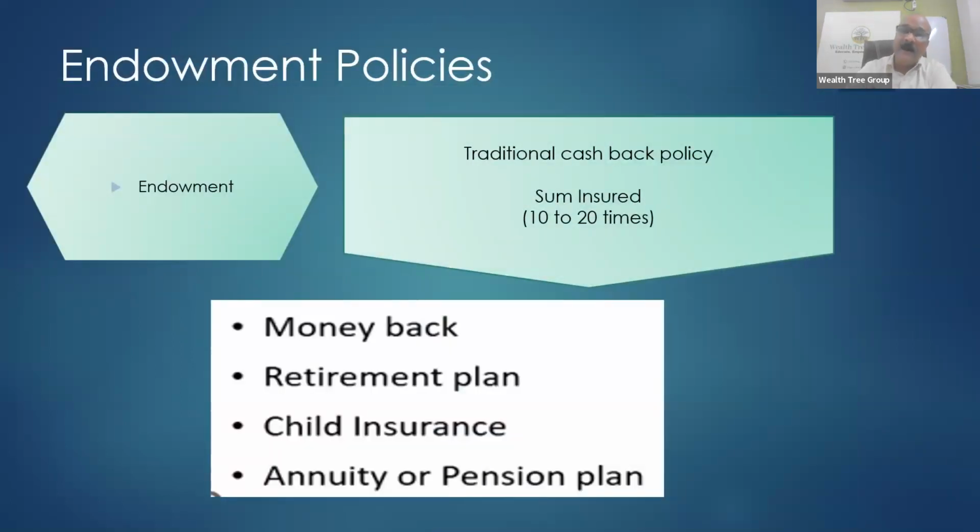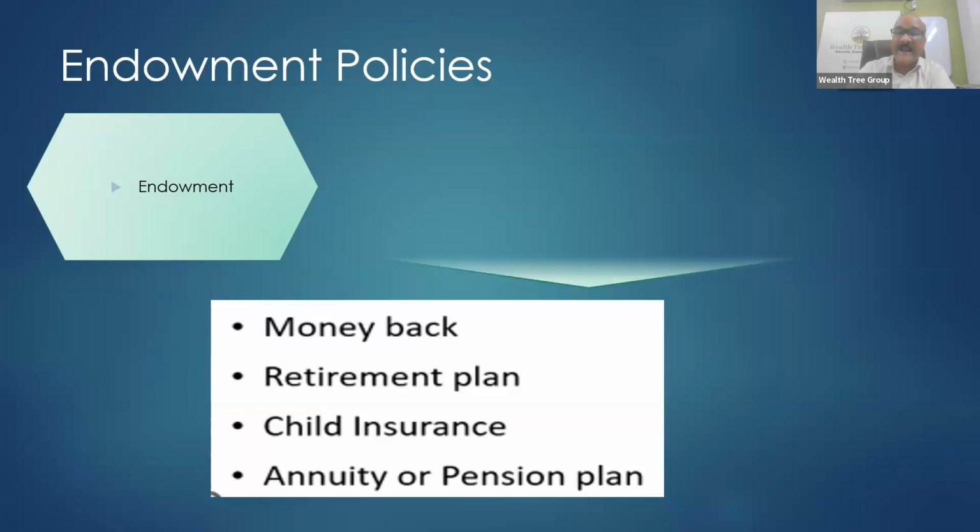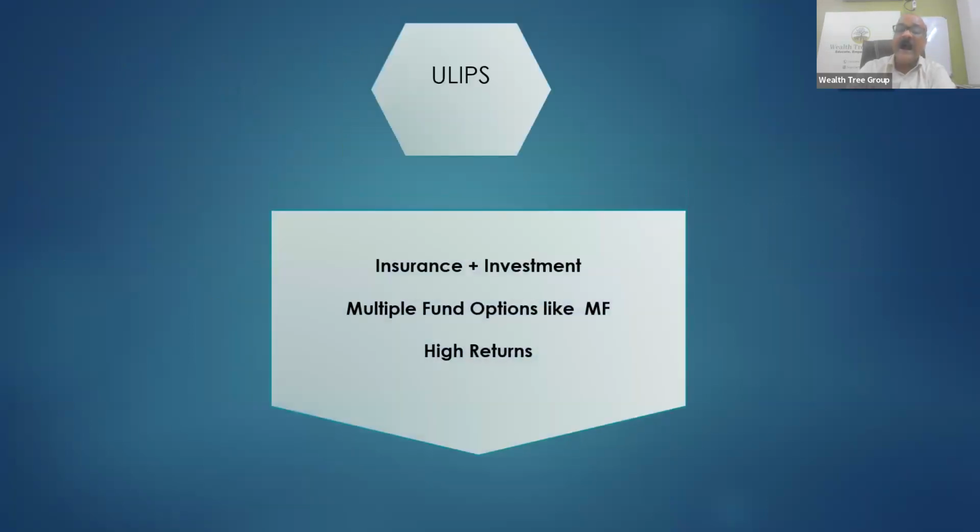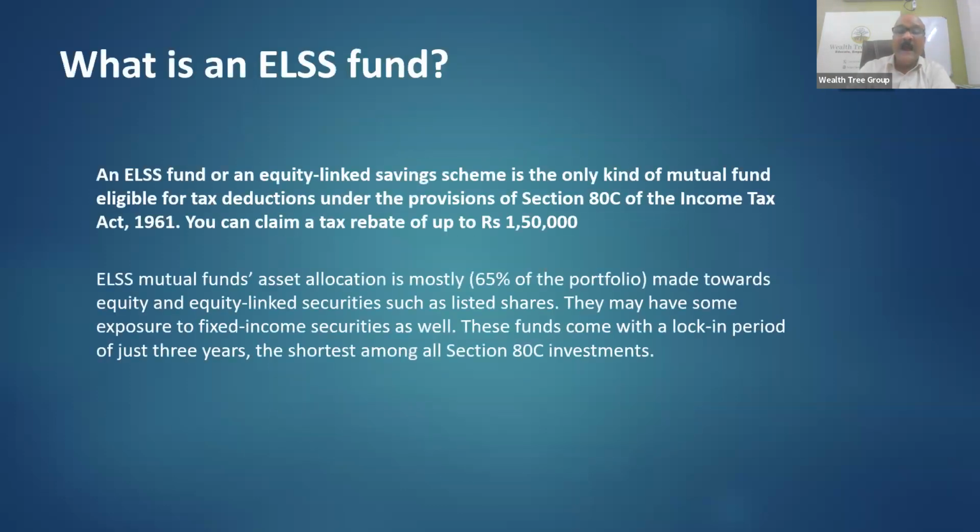The traditional policies, where the sum assured will be only 10 to 20 times. That's all. Money back, retirement plan, child insurance, and pension plans come under this category, which I explained. And ULIPs are basically insurance plus investment, with multiple fund options like mutual funds, and higher returns can be expected in this.